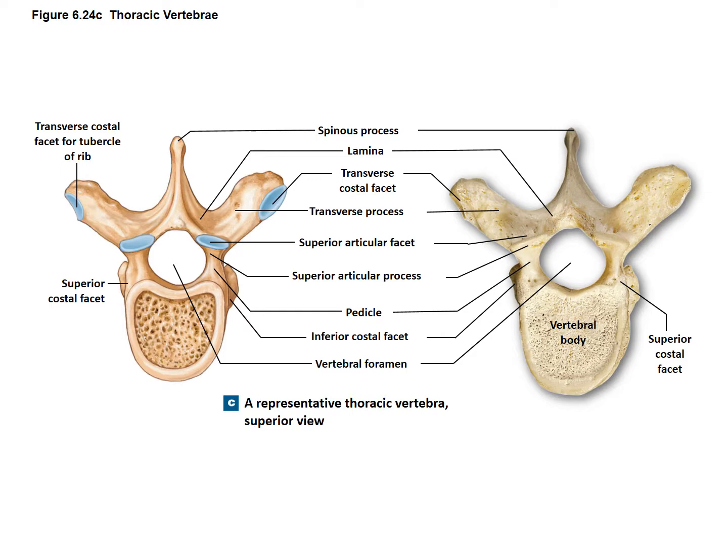Moving down into the spine, we have the thoracic vertebrae. The thoracic vertebrae are going to have a slightly larger body than the cervical. They're going to be a heart-shaped overall structure. And then we have very large transverse processes with a transverse costal facet. These facets are going to allow for the articulation of ribs with the thoracic vertebrae.